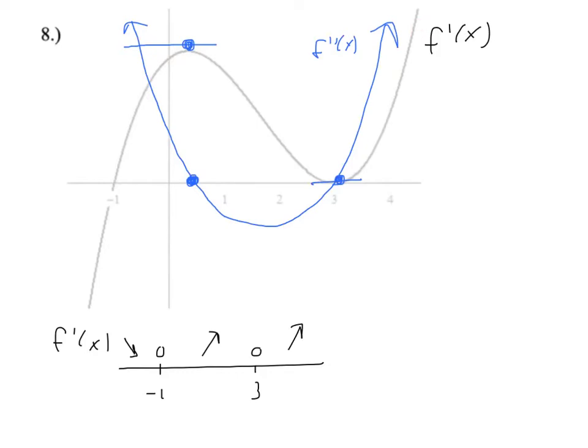A number line for the second derivative. Let's call this like 0.25. So I'm looking at this point right here, so we'll call it 0.25. I'm just coming up with something where it's close to. And then 3.